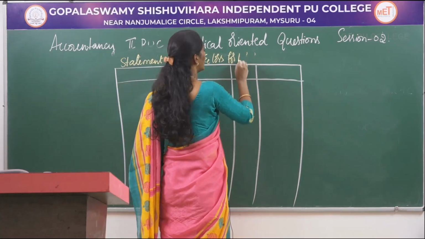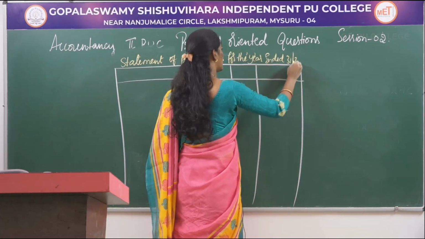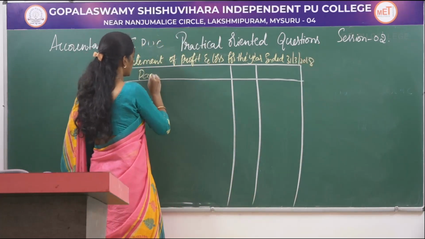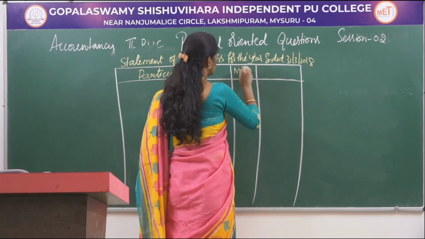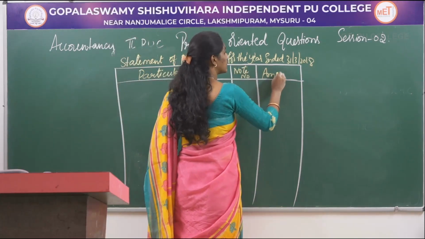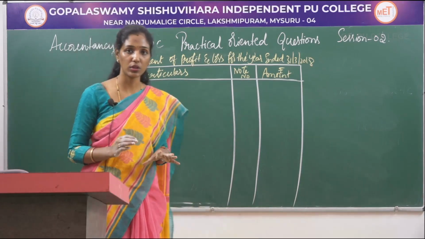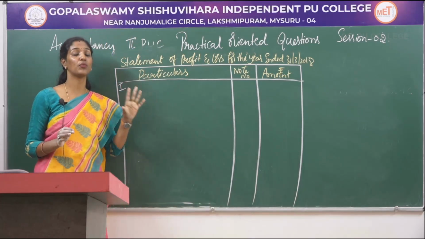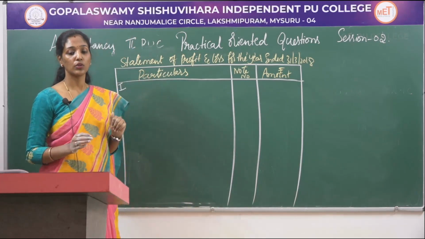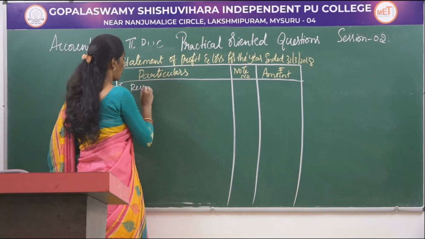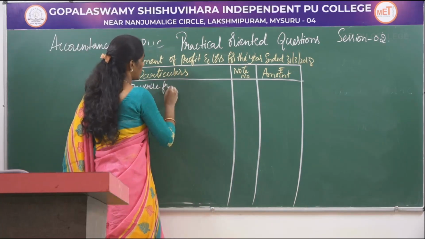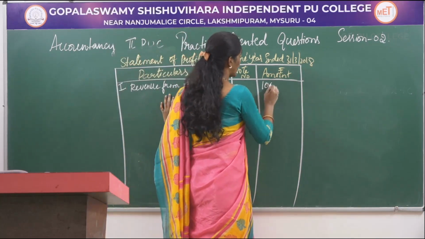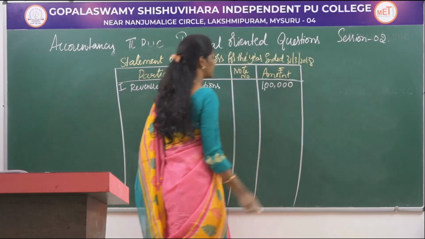Statement of profit and loss for the year ended 31st March 2018. Next, particulars, note number, amount. So here in your question they have clearly mentioned that you have to prepare the profit and loss statement with the 5 main heads. So the first head is revenue from operations. So write any amount. Here I am writing 1 lakh.